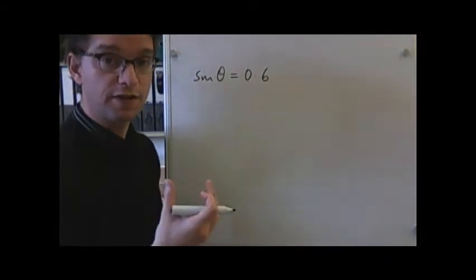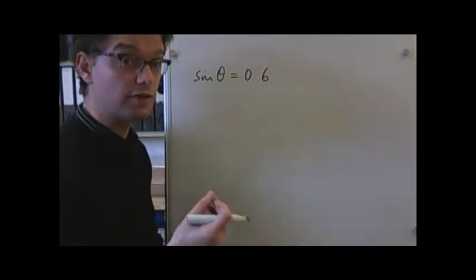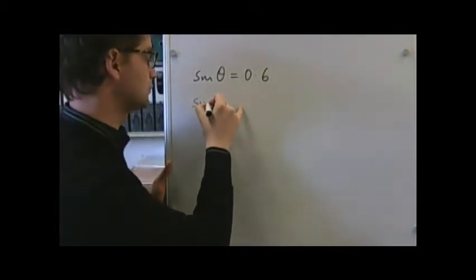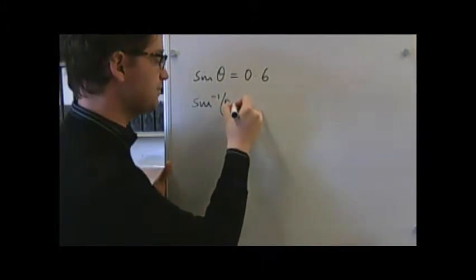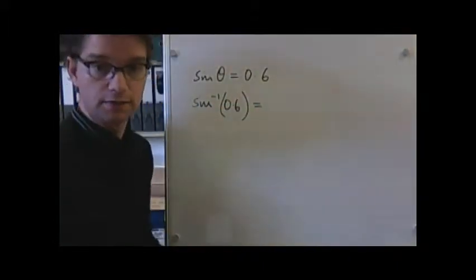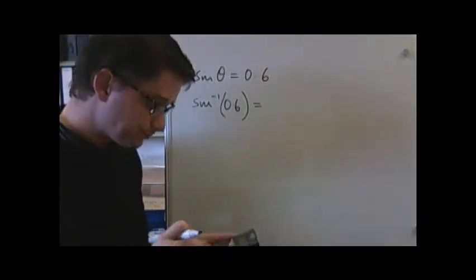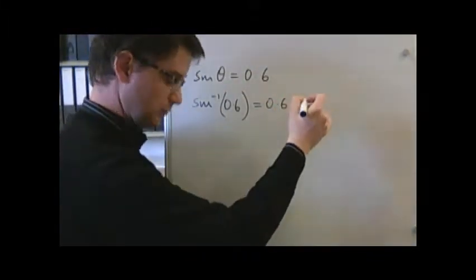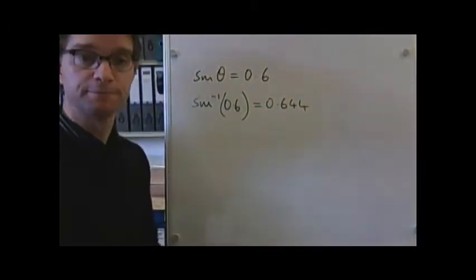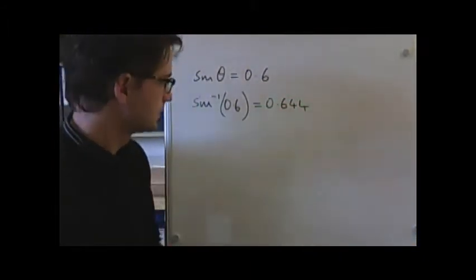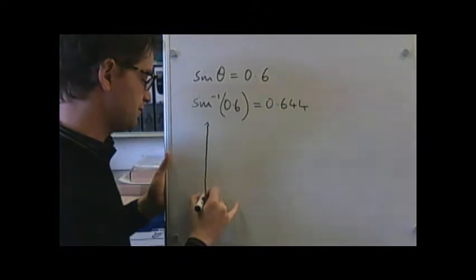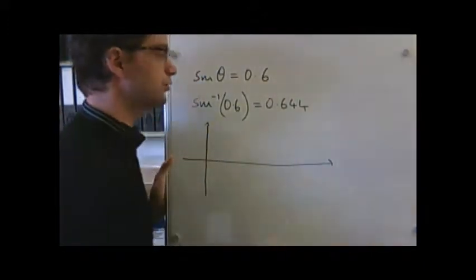And the first thing to do when faced with a trig equation like this is to get an initial value for your solution by taking exactly the inverse sine of 0.6. I'm going to use a calculator, and I'm just going to take the inverse sine of 0.6, and it tells me that that's 0.644 radians. Okay, so that's my initial value. Once I've got that, I'm going to use that with the curve to find other possible solutions.